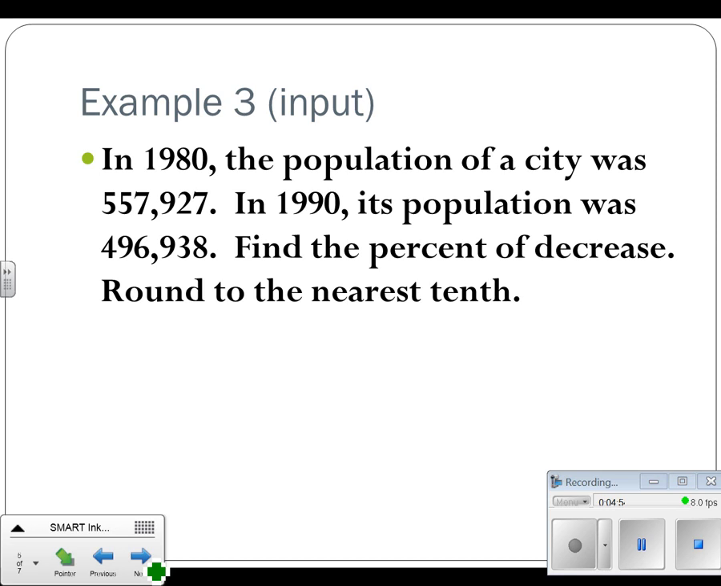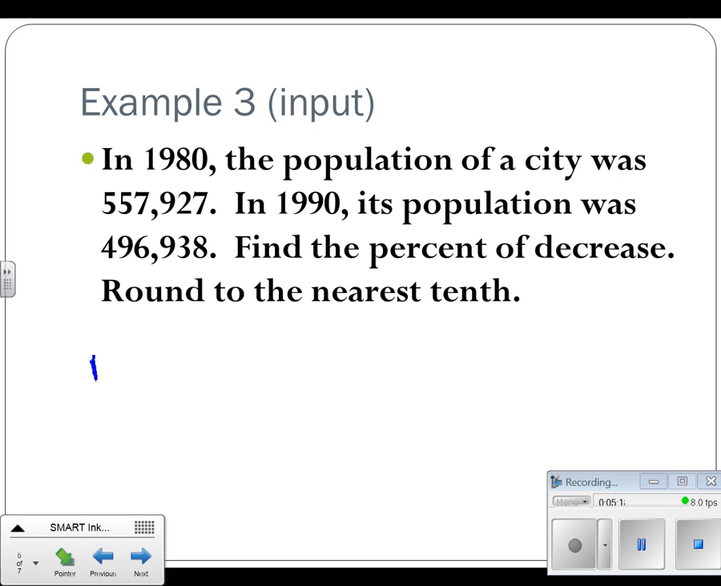In 1980, the population of a city was 557,927. Then in 1990, 10 years later, the population decreased to 496,938. So here we're going to find a percent of decrease. We're going to round our answer to the nearest tenth of a percent.